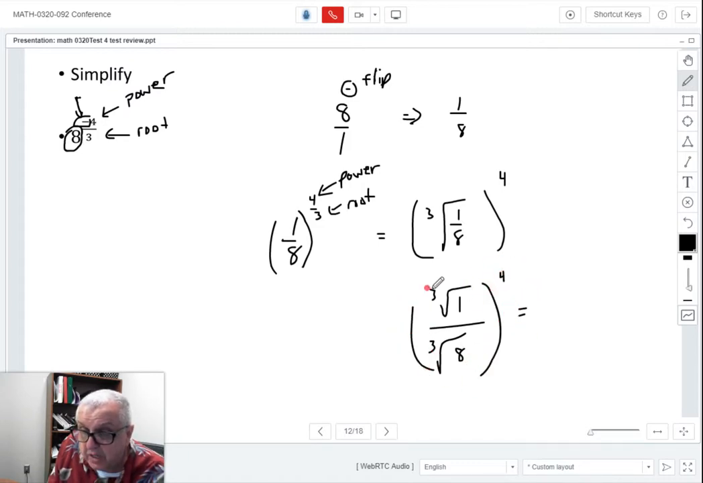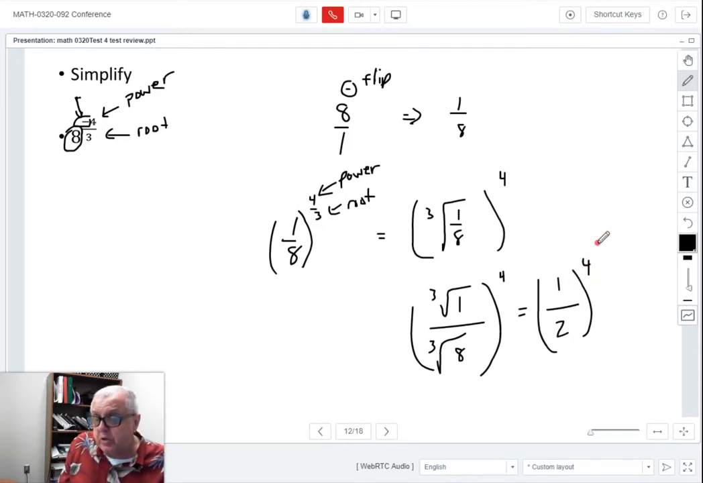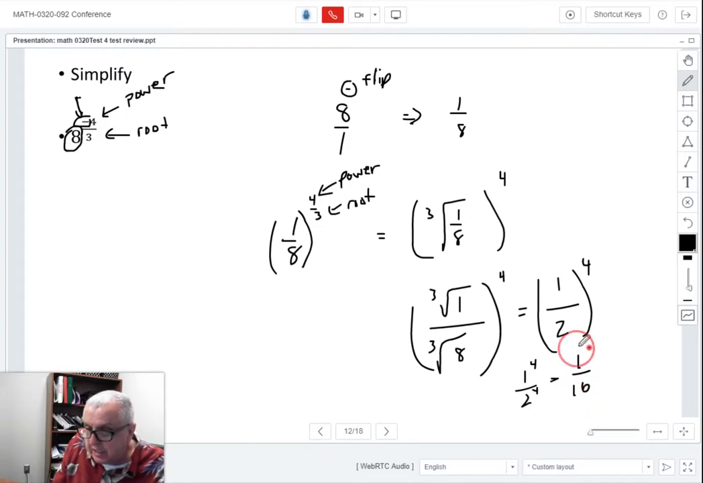The third root of 1 is 1. 1 times 1 times 1. The third root of 8 is 2. So once I third root both of those, I have 1/2 to the fourth power. 1/2 to the fourth power is 1 to the fourth power over 2 to the fourth power. 1 to the 4th power is 1. 2 to the 4th power is 16.